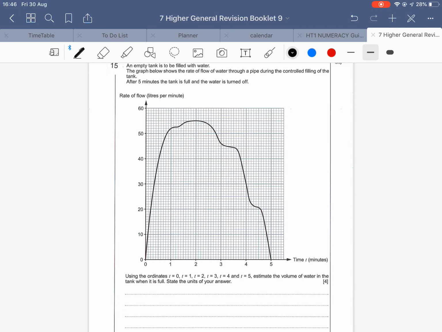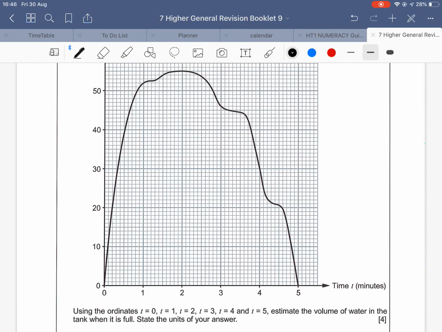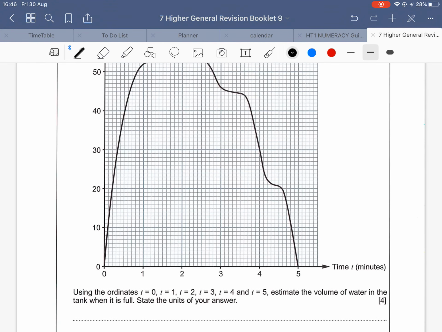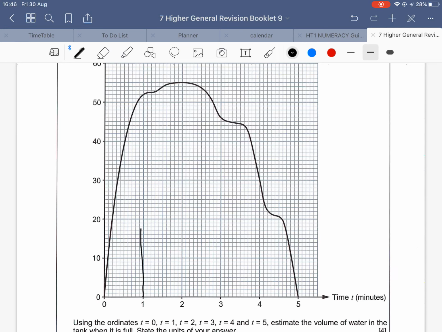So it's like travelled time, distance. You just have to do the area under the graph, basically. But it's told us to use T0, T1, T2, T3, T4, T5. So we're going to split that up and calculate the area. So I'm going to draw my lines first.